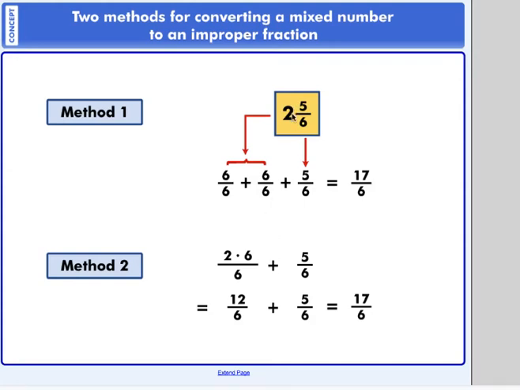So we know we have 2 wholes, so that's 2 times 6/6, which is the same as 12/6. And then we still have to add on that 5/6 that we have, which gives us a total of 17/6.